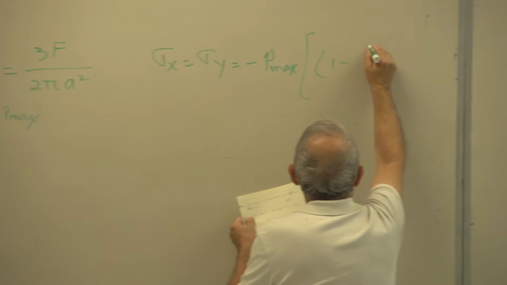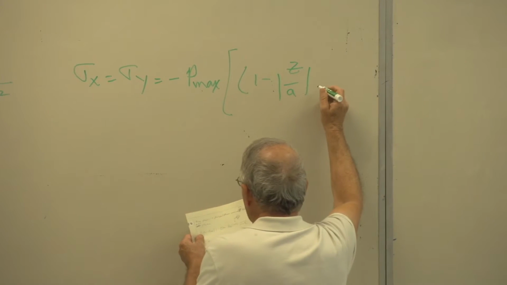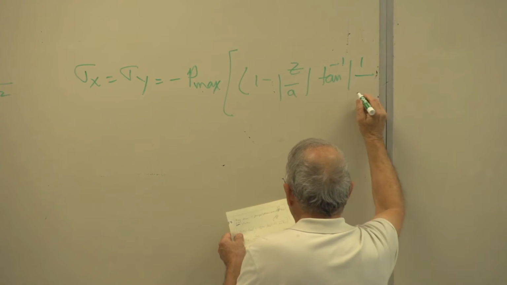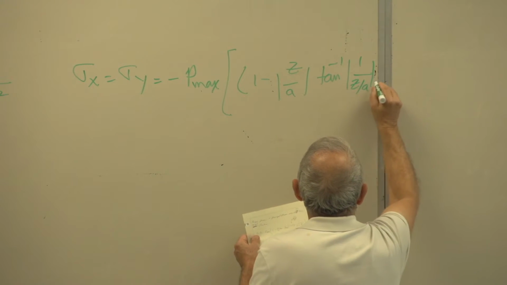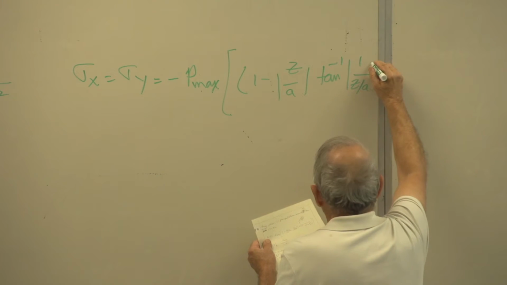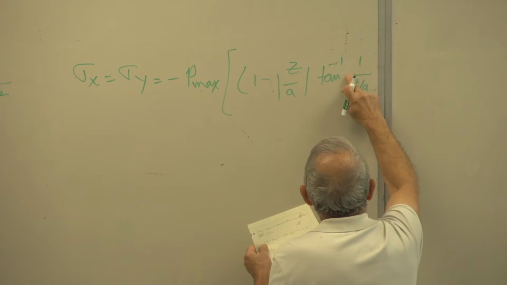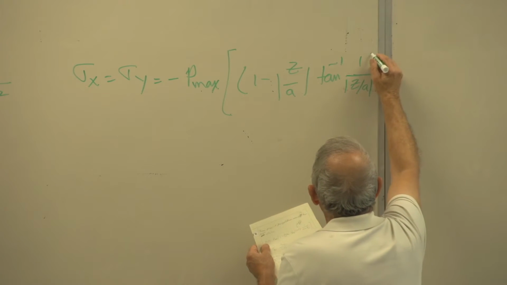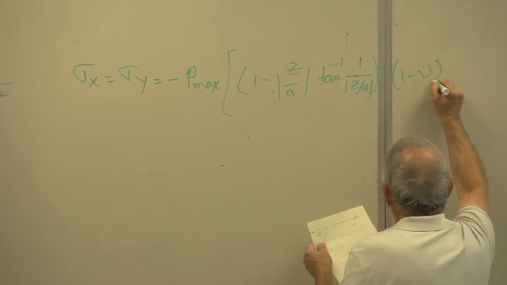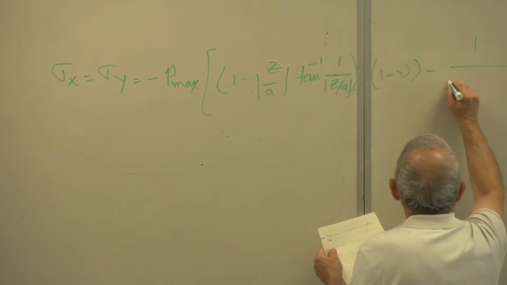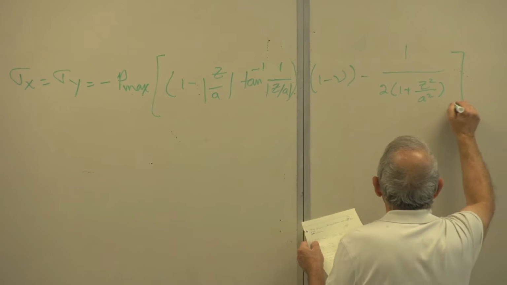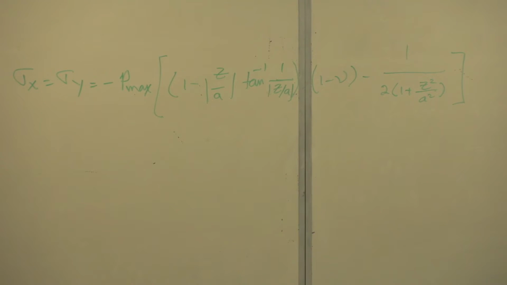times 1 minus the absolute value of z over a, the inverse tangent of the absolute value of 1 over z over a, I'll write that like this, there. And then I need a parenthesis here, and the rest I put over here. 1 minus nu minus 1 over 2 times 1 plus z squared over a squared. That's sigma x and sigma y.